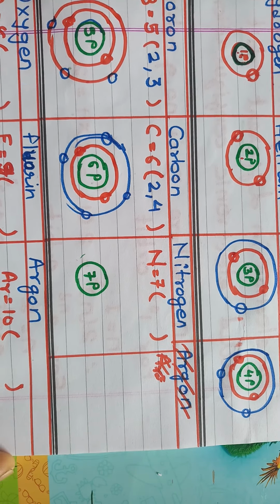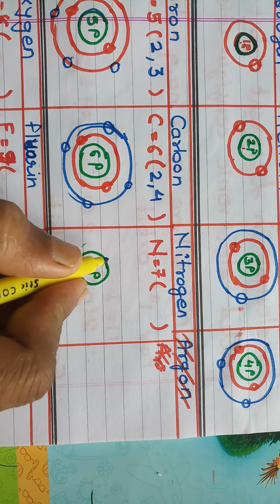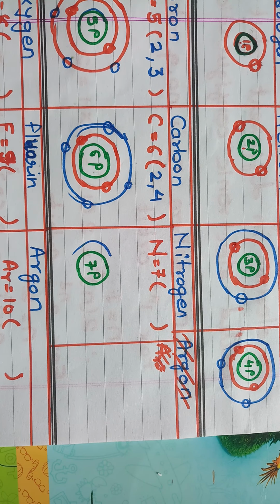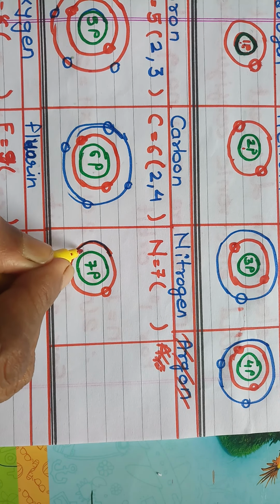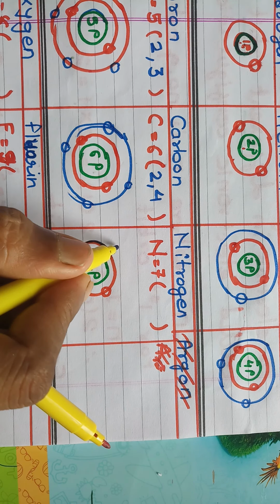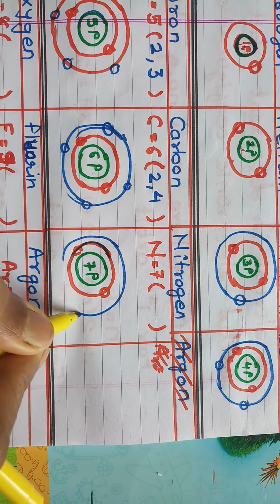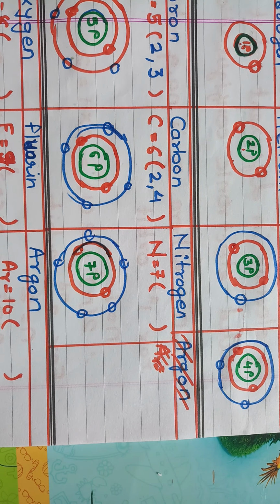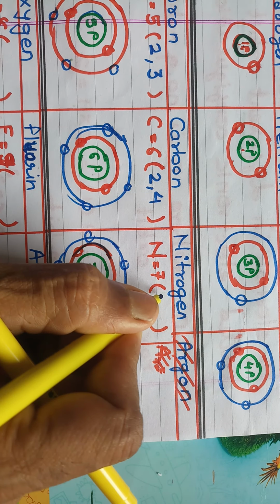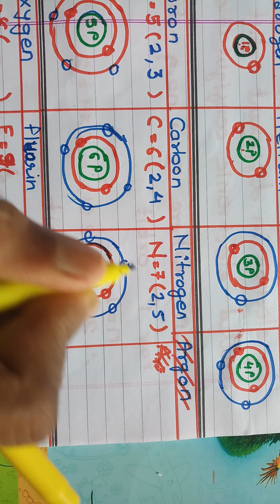Now nitrogen has 7 electrons. So 2 electrons in the first orbit, and in the second orbit the remaining 5, 1 2 3 4 5. So the electronic configuration of nitrogen is 2 5.